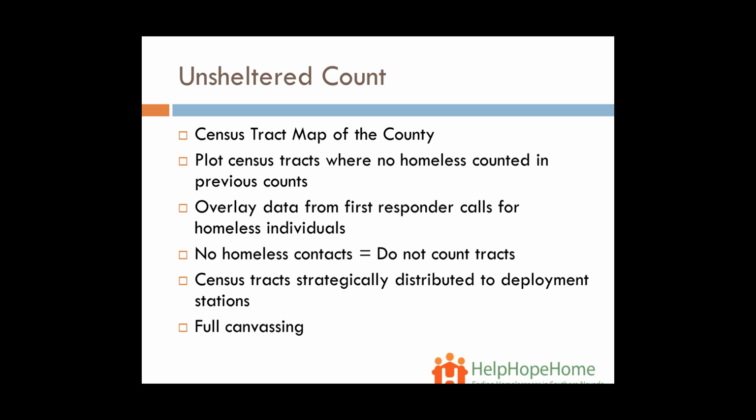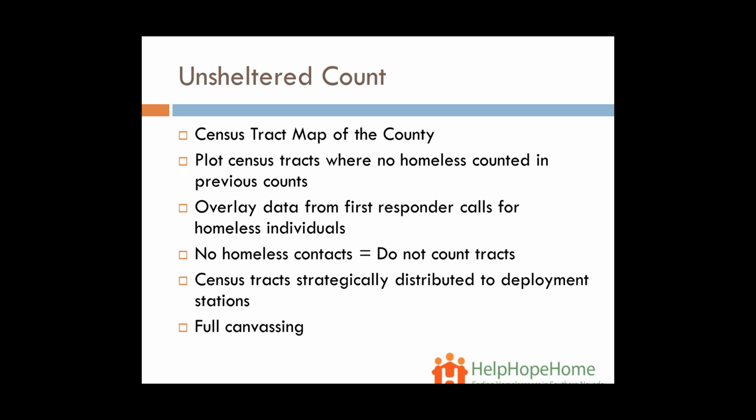So our unsheltered count, we use the census tracts, the federal census tracts that are used when they do a census. We have our GIS map out the census tracts for our county, and then we take our previous homeless census counts and plot them on that census tract map to identify the census tracts where we have not previously found any homeless when we've done our homeless census.